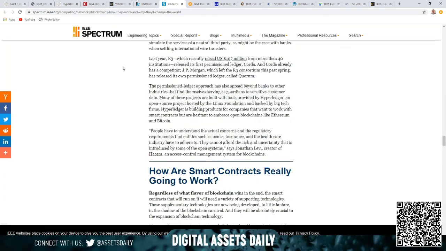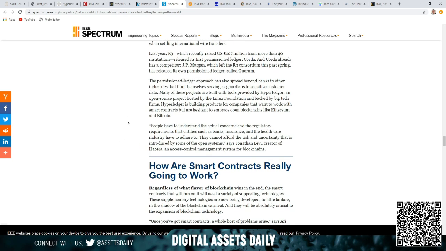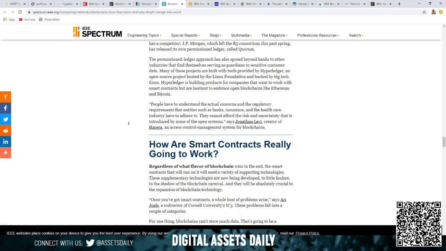Here you have R3, which raised $107 million from more than 40 institutions, released its first permissioned ledger, Corda, and Corda already has a competitor. JP Morgan, which left the R3 consortium this past spring, has released its own permissioned ledger called Quorum. And again, there was a time when JP Morgan was testing XRP, and then it went to Ethereum. So we have XRP and Ethereum here again and again.